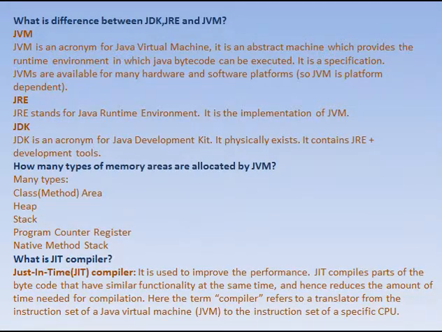What is JIT compiler? Just-in-time JIT compiler. It is used to improve the performance. JIT compiles parts of the bytecode that have similar functionality at the same time, and hence reduces the amount of time needed for compilation. Here the term compiler refers to a translator from the instruction set of a Java Virtual Machine, JVM, to the instruction set of a specific CPU.